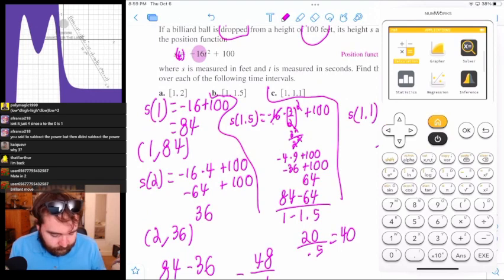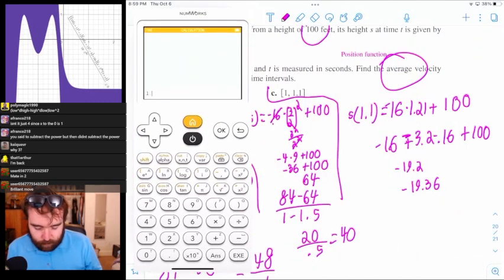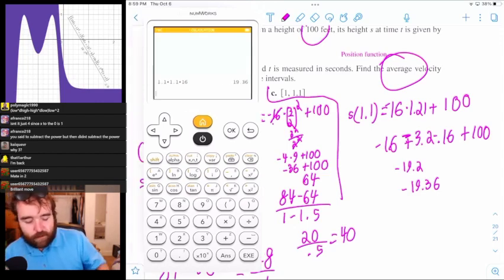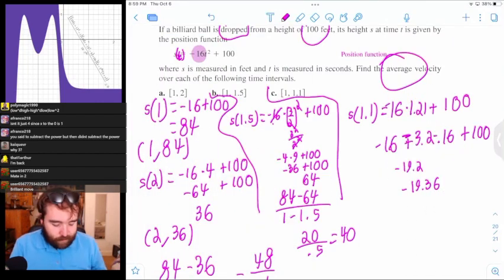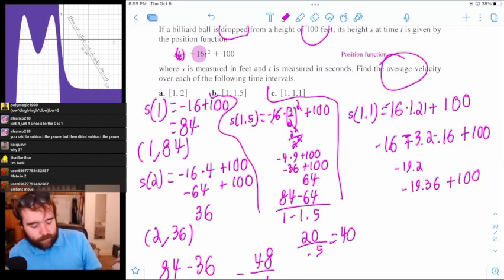So let's pull up Numworks right quick, because we all make mistakes. So 1.1 times 1.1 times 16 is 19.36. Boom, 19.36. You'll love to see it. So negative 19.36 plus 100. We don't need a calculator to check that one.